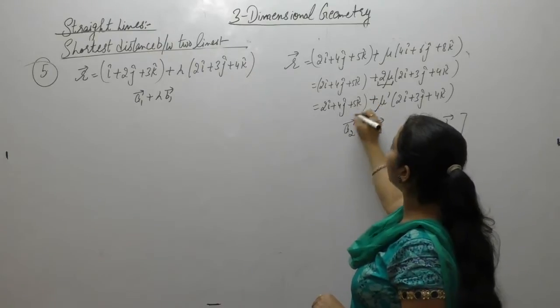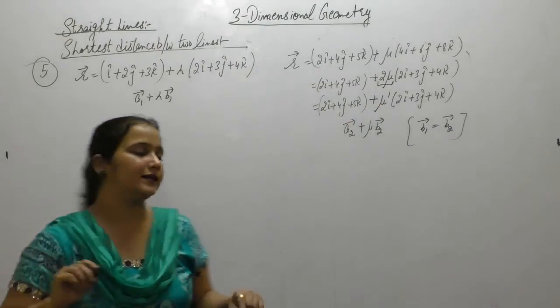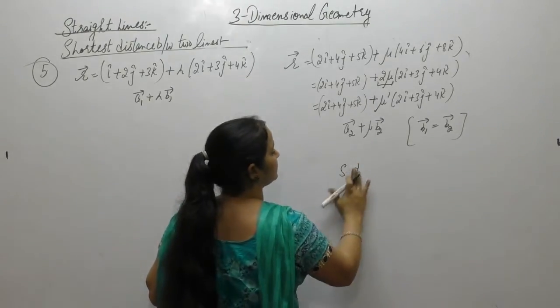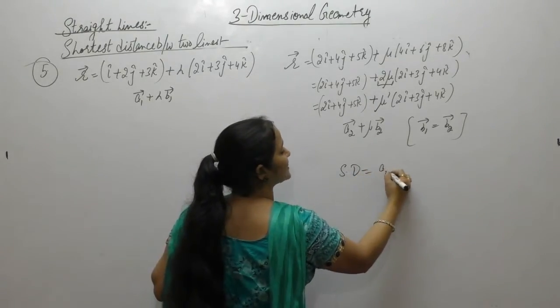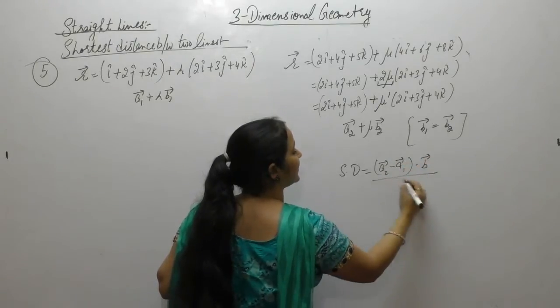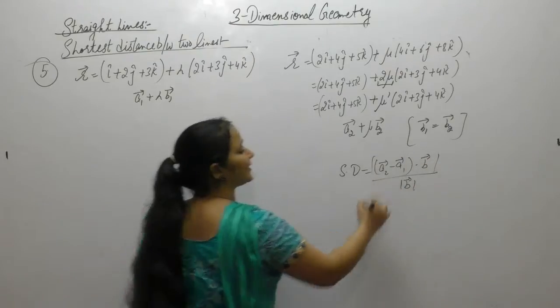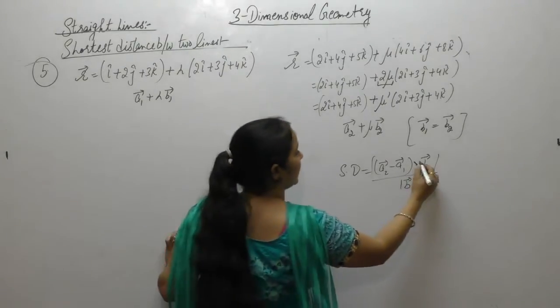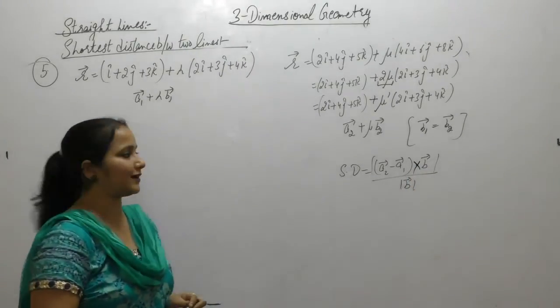Now what is the formula for finding the distance between two parallel lines? It is a2 minus a1 cross b vector upon magnitude of b vector. This is the formula.